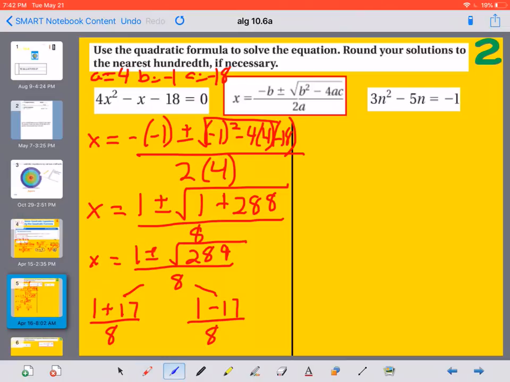1 plus 17 divided by 8 is 18 divided by 8, which gives me 2.25. And 1 minus 17 gives me a negative 16 divided by 8, which gives me a negative 2. So our answers are 2.25 and negative 2.